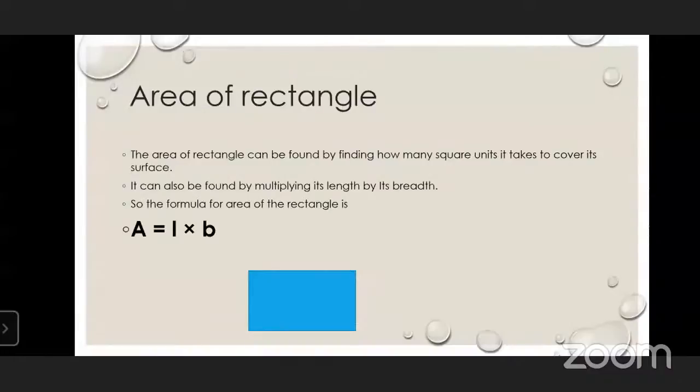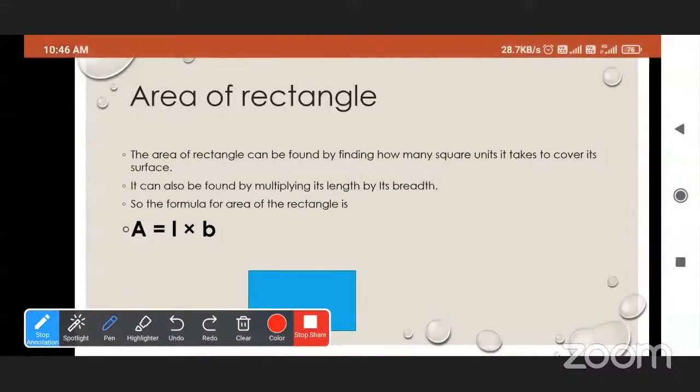Now here, area of a rectangle. The area of a rectangle can be found by finding how many square units it takes to cover its surface, or it can also be found by multiplying its length by its breadth. See here, this is length and this is breadth. So if the length is 4 and breadth is 2, so what is the area?